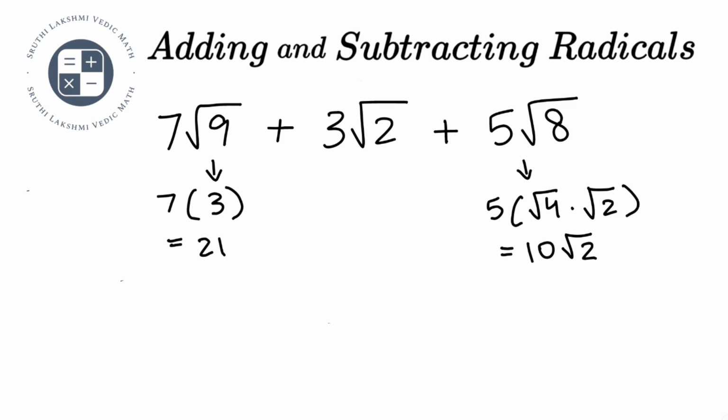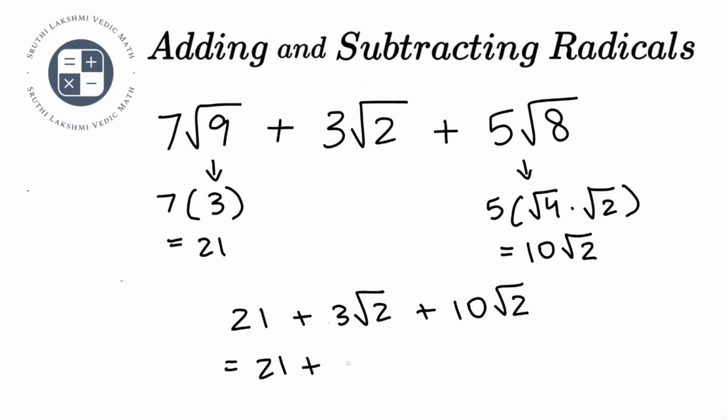Now let's substitute these simplified values into the expression. So 21 plus 3 root 2 plus 10 root 2. Now, we cannot add 21 with 3 root 2 since they are not like terms. However, we can add 3 root 2 and 10 root 2 since they are like terms. All we have to do is add the coefficients. So 3 plus 10, which is 13, so 21 plus 13 root 2. This would be our simplified answer.